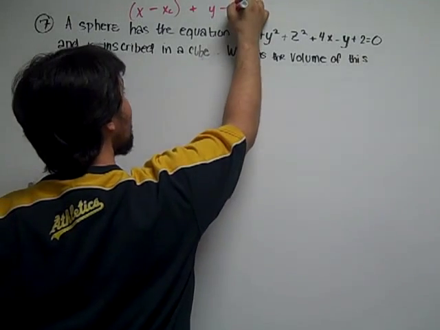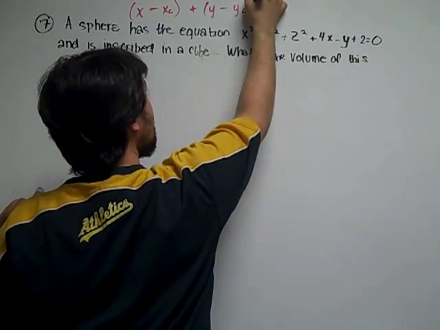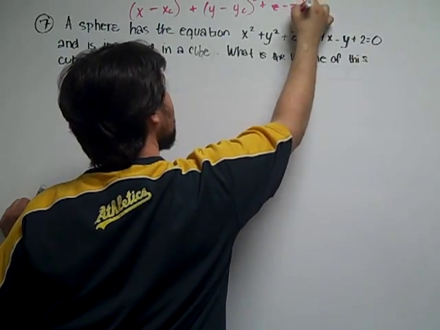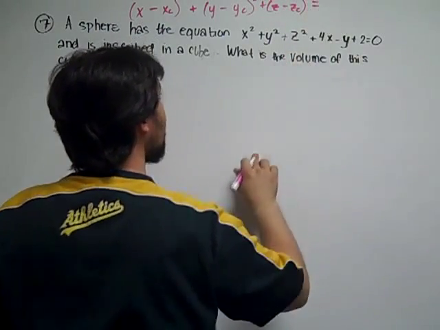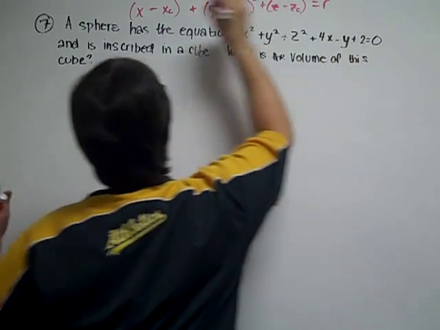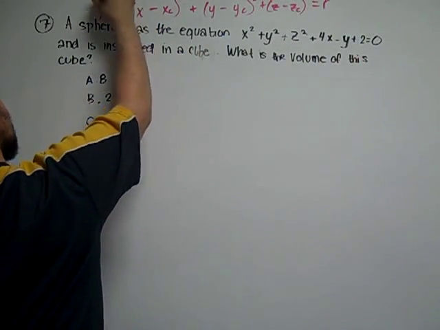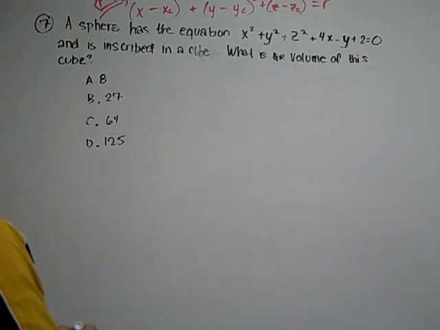Plus y minus y center coordinate squared plus z minus z center coordinate squared. And that will still equal the radius squared. So that's a sphere, and that's a flashcard concept. This is just a three-dimensional extension of Pythagorean theorem.